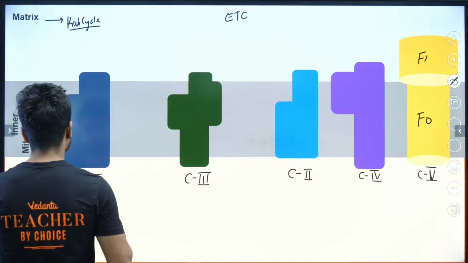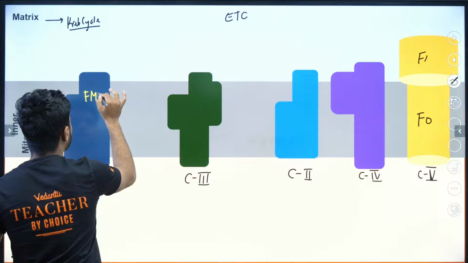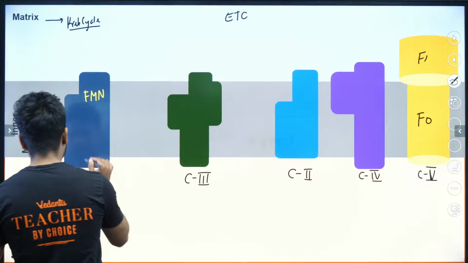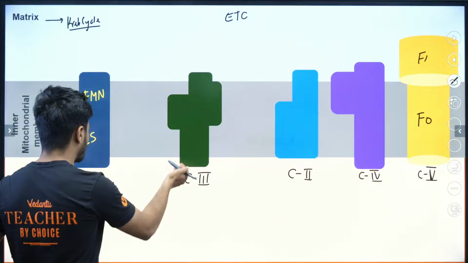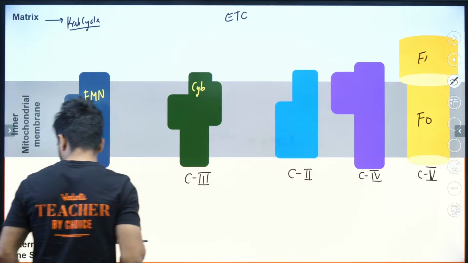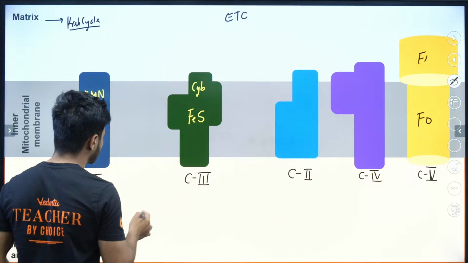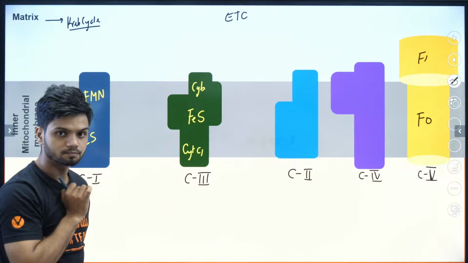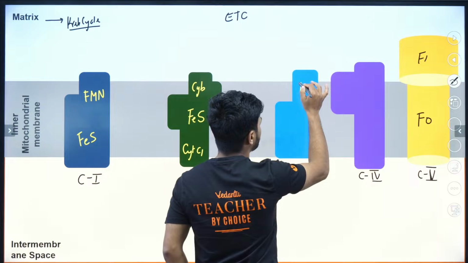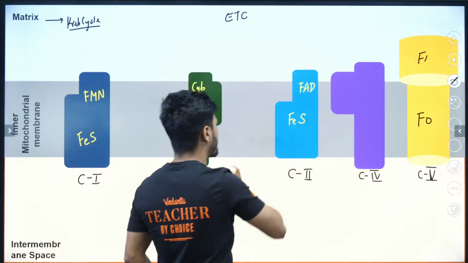Your complex one mainly has two components, such as your FMN, that is flavin mononucleotide, and also your iron sulfur complexes, FeS complexes. Then in the case of your complex number 3, it has your cytochrome B, and also the FeS complex. Now it's called cytochrome BC1 complex, right? So it should also have cytochrome C1. Done. Now what about your complex number 2? Your complex number 2 only has two components, such as your FAD as well as FeS.